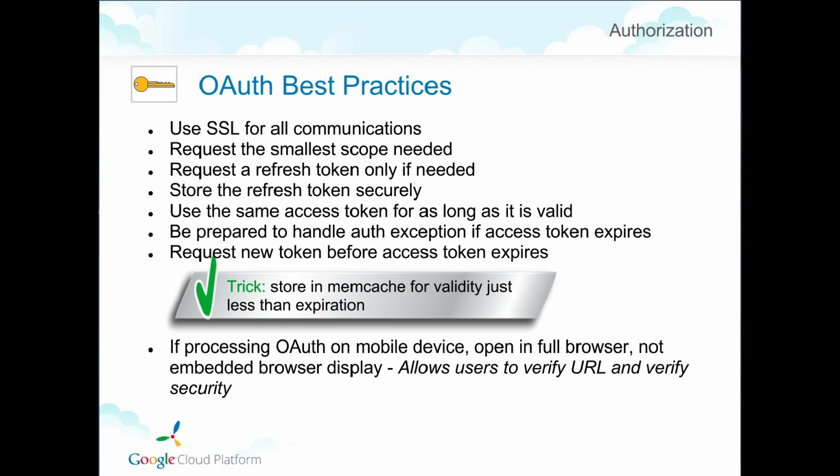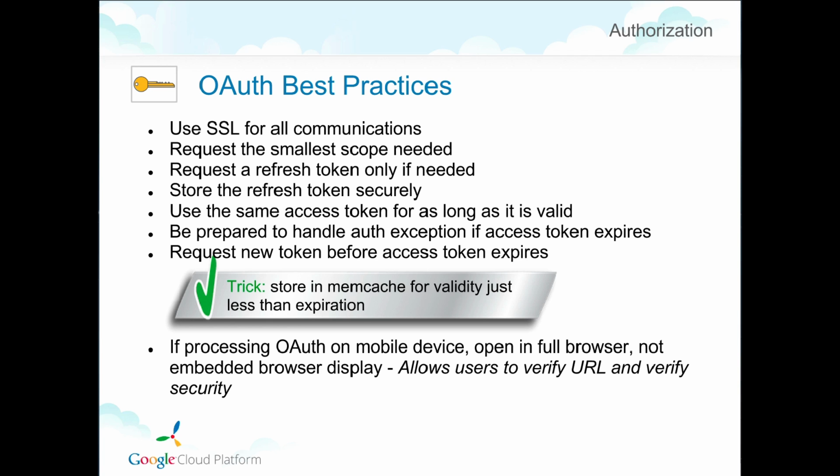Request the smallest scope possible. If you don't need Google Docs access, don't ask for it. Otherwise, the user gets this long list of things you're requesting access to when all you needed maybe was Calendar. It's going to be simpler and easier for the user to understand what's happening.